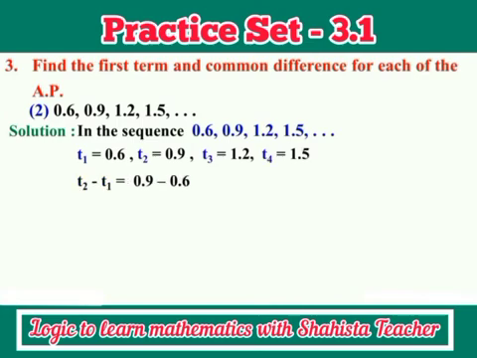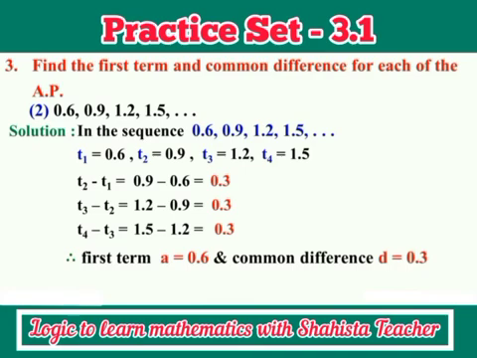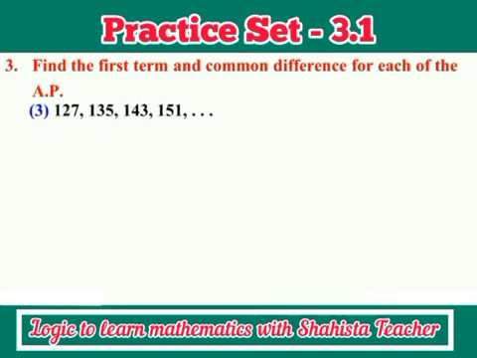Now T2 minus T1 gives us 0.9 minus 0.6, which gives us 0.3. T3 minus T2 is equal to 1.2 minus 0.9, that is equal to 0.3. T4 minus T3 is equal to 1.5 minus 1.2, so that is again 0.3. So the first term is 0.6 and the common difference is 0.3. Is that clear? See here, the first term 0.6 is given and we have found 0.3. Now let's solve sub question 3.